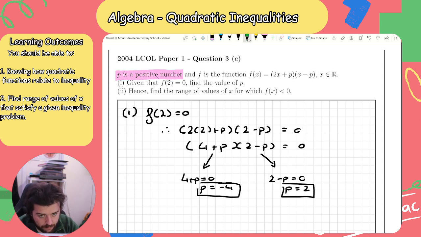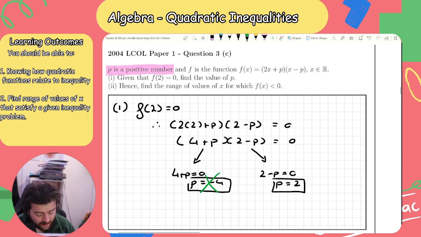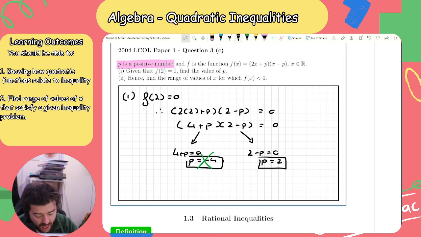So looking back here, p is a positive. It's telling me right here p is a positive number, so therefore it can't be minus 4. So glad I highlighted that. Now, hence. Remember, hence in mathematics means use the answer you just got. So, hence, find the range of values for x for which f of x is less than 0, for which the function is less than 0. So p is equal to 2, we figured that out.